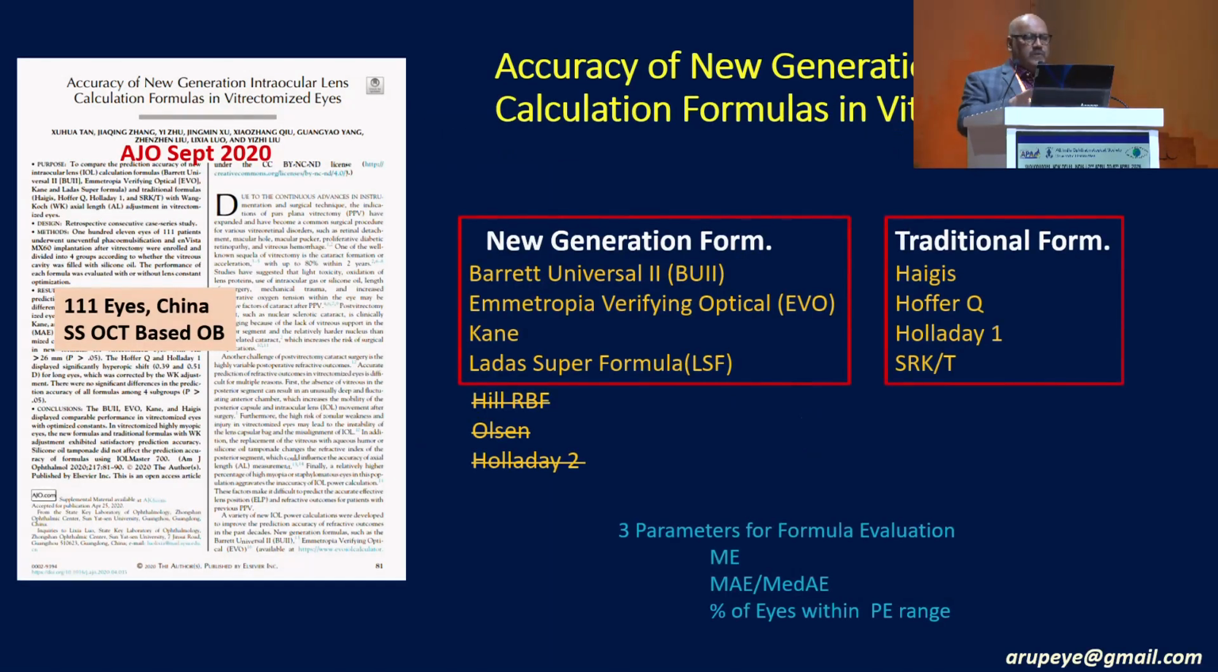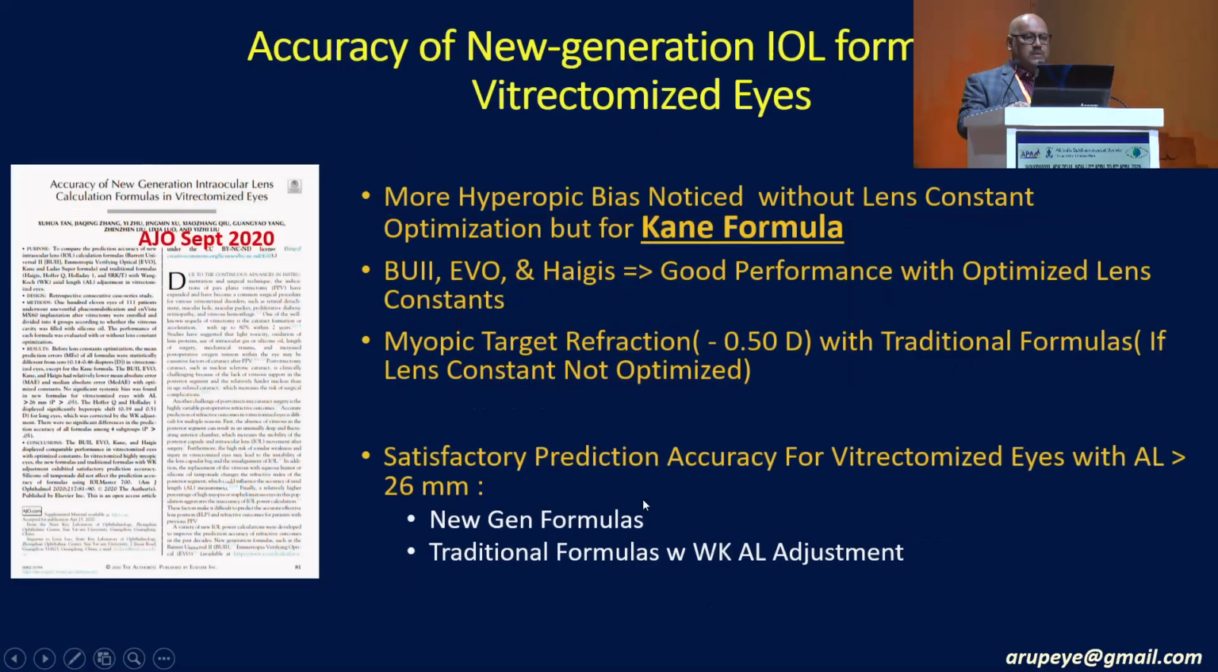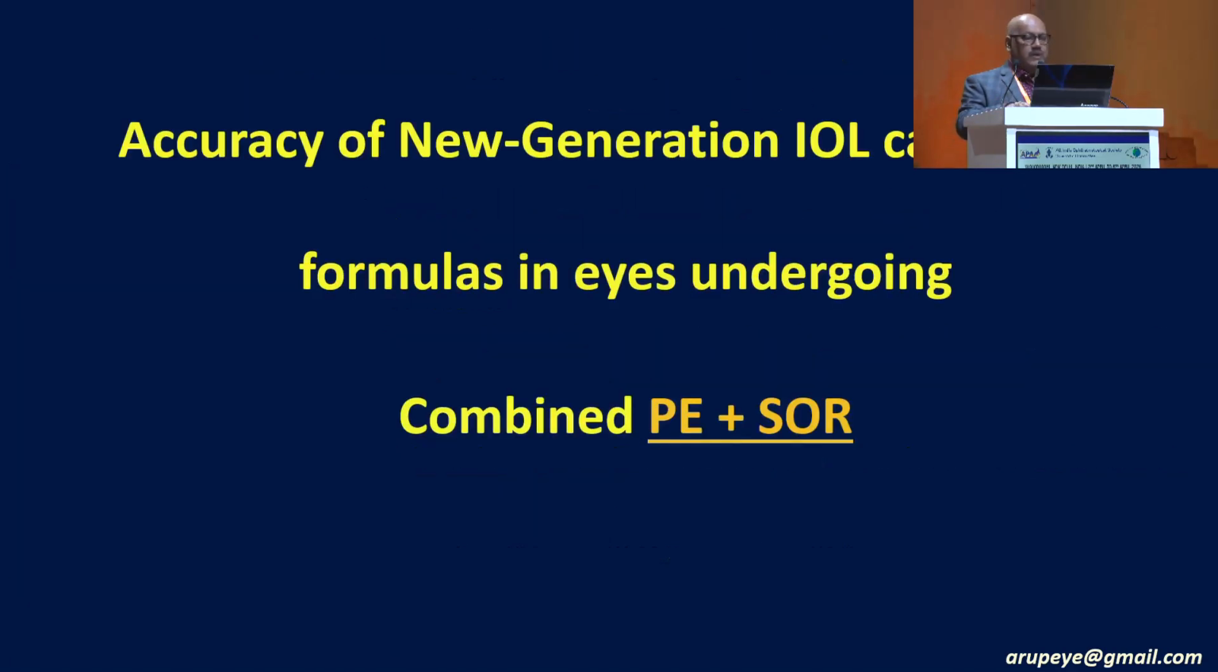There are various studies which compared the new generation formulas with the traditional formulas. The new generation formulas included in these particular studies were Hill-RBF, Olsen, and Holladay, and it was seen that the new generation formulas did extremely well for all these patients where cataract surgery is performed in vitrectomized eyes. And traditional formulas, as Dr. Dowd had already mentioned, with Barrett adjustment had also done extremely well.